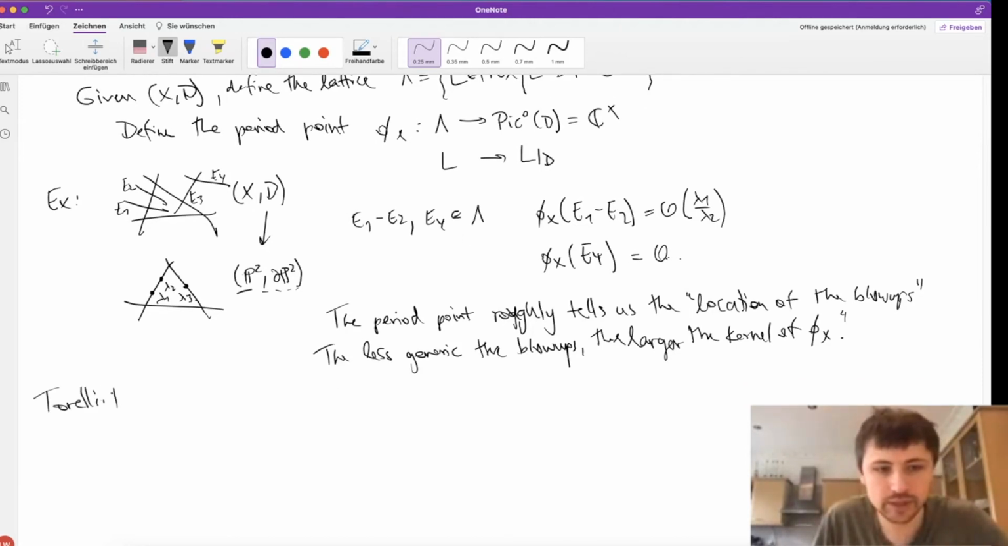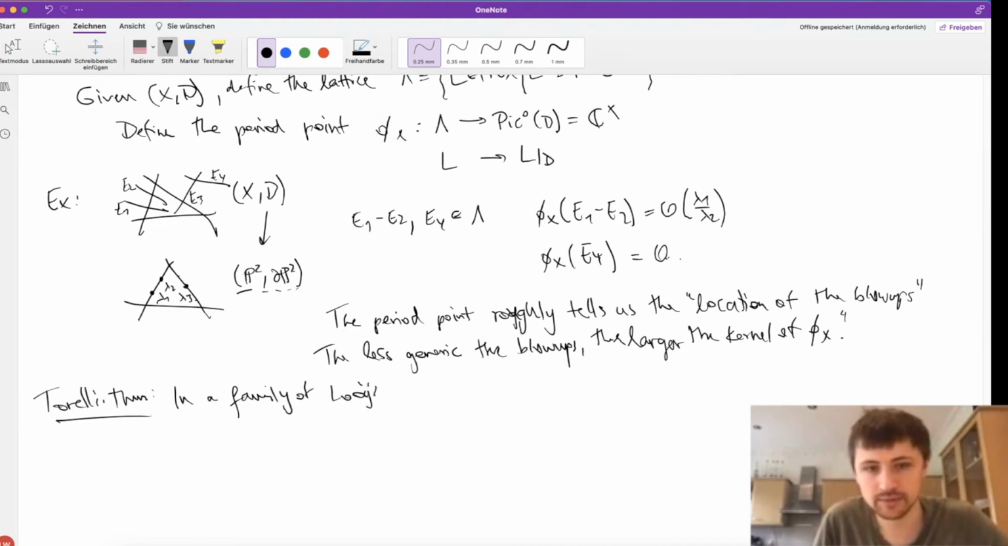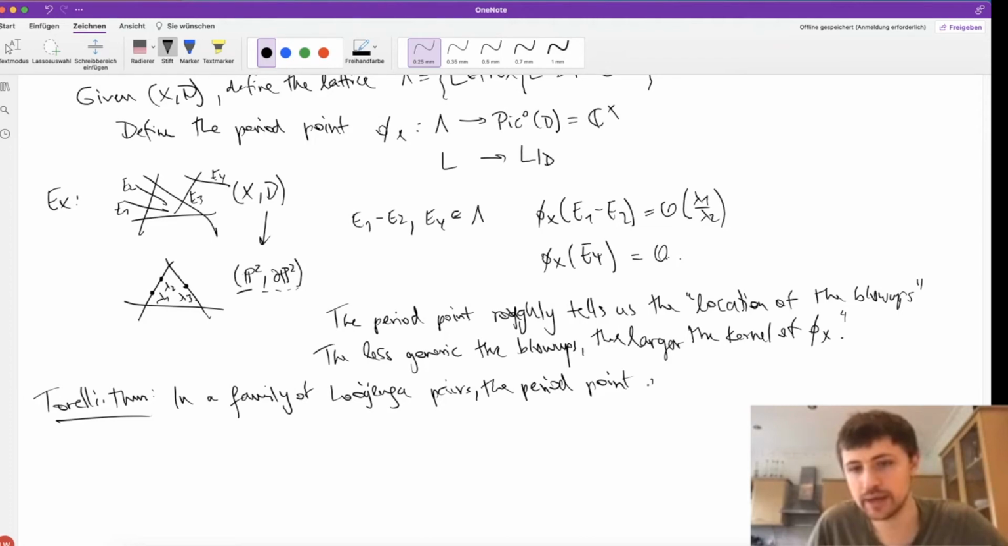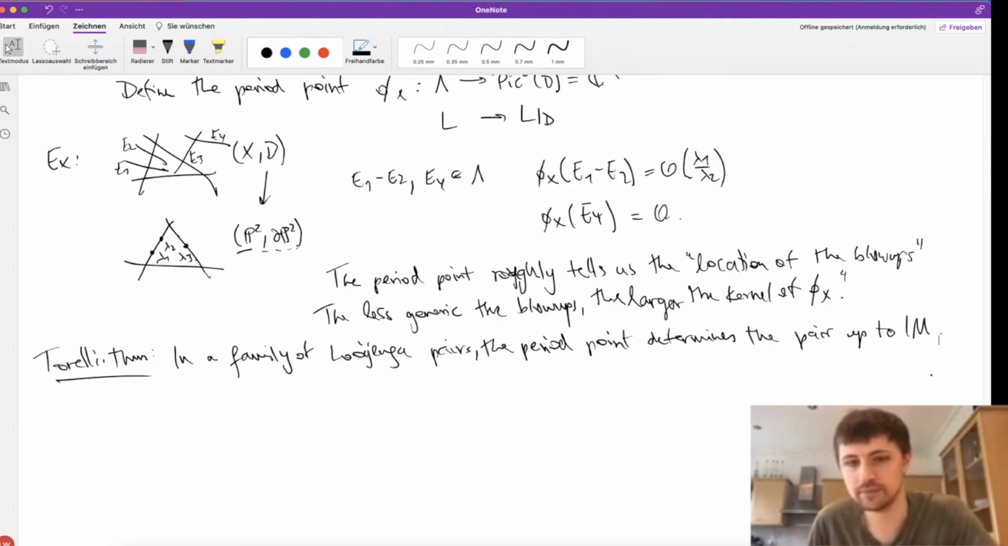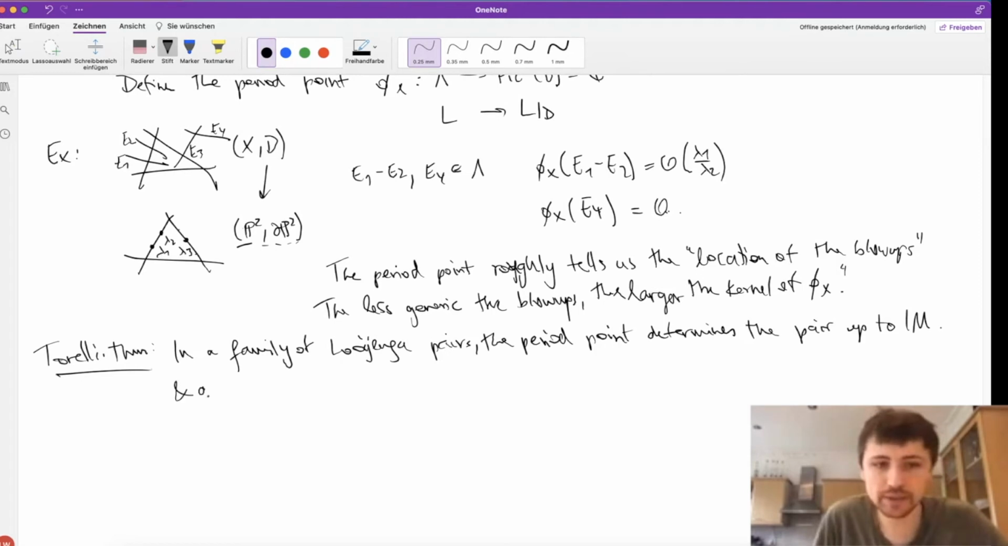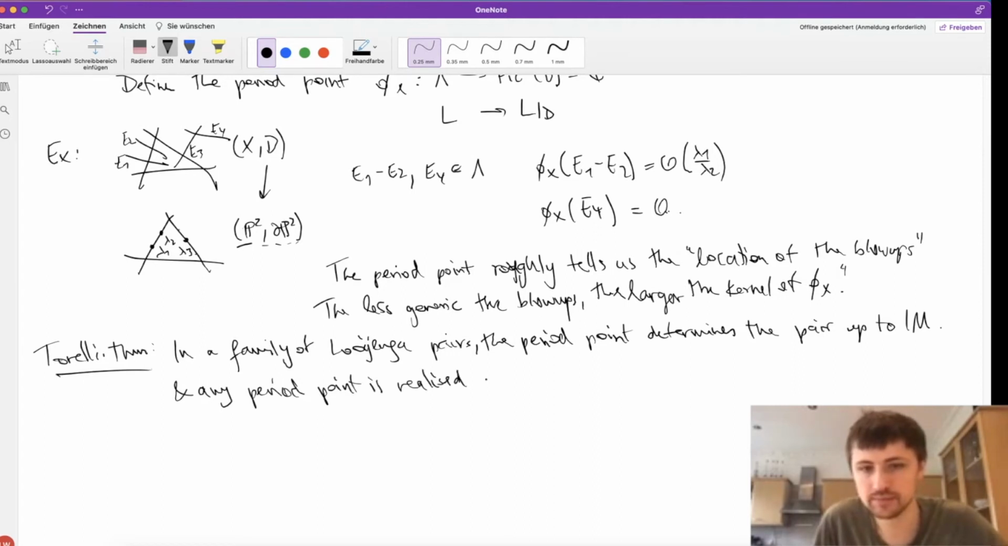So that's the theorem due to Gross-Hacking and Keel. In a family of Looijenga pairs, the period point determines the pair up to isomorphism, and also any period point is realized by some pair. So the period map is surjective.